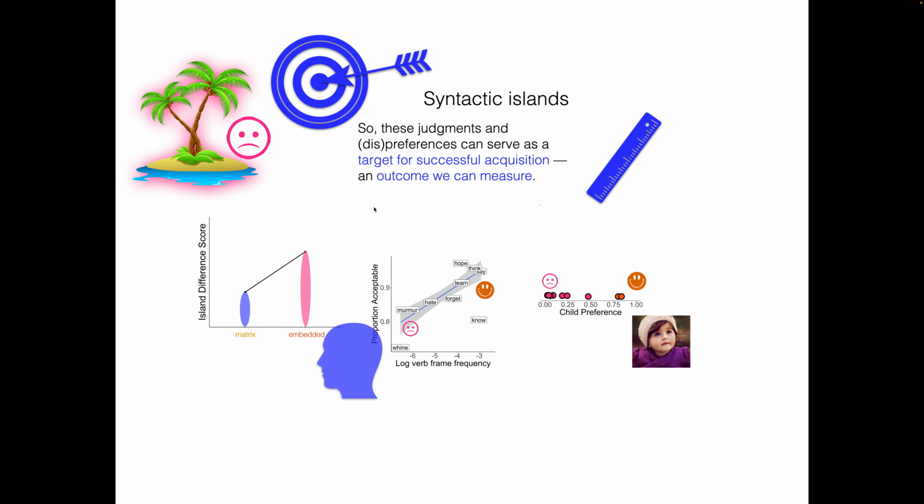But the idea is that these judgments and dispreferences can serve as a target for successful acquisition. It's an outcome we can measure. We have measured it in humans. We can measure it in our computational cognitive models.